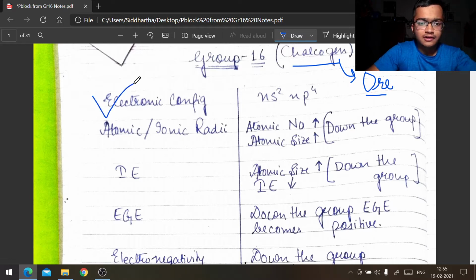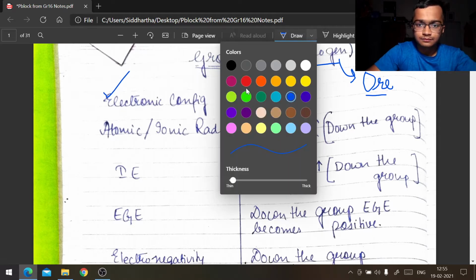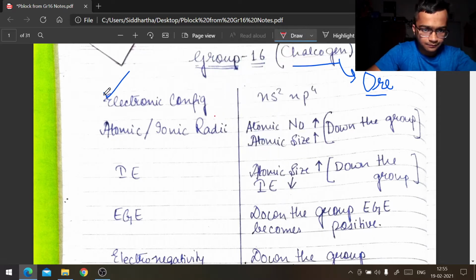Coming to the electronic configuration, they have an electronic configuration of ns2 np4. We know oxygen has 6 electrons in its outermost shell, right? And oxygen is an element of group 16. Okay, this was the electronic configuration.